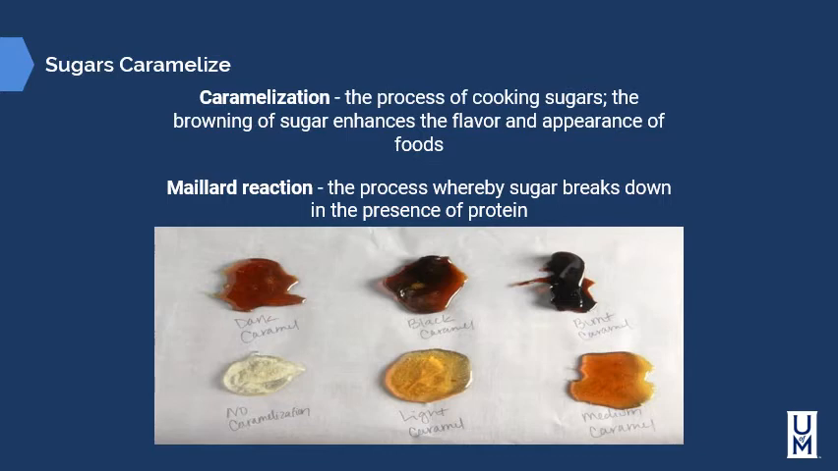The Maillard reaction, named for the French scientist who discovered this principle, describes the process of sugar breaking down in the presence of protein. Maillard browning occurs when proteins and carbohydrates are heated to 250 degrees Fahrenheit, 121 degrees Celsius, and above. The product darkens and develops complex, meaty, and baked flavors. Some of the aromas and flavors of roasted nuts, chocolates, and coffee derive from the Maillard browning. When we talk about browning, we're referring to this process of caramelization.